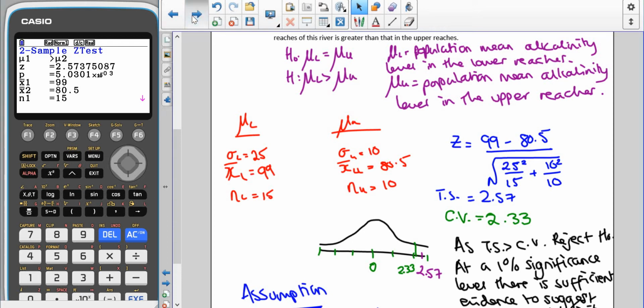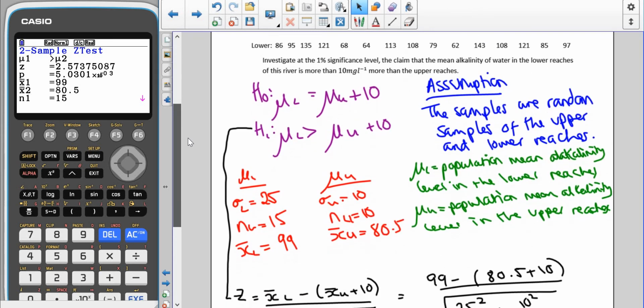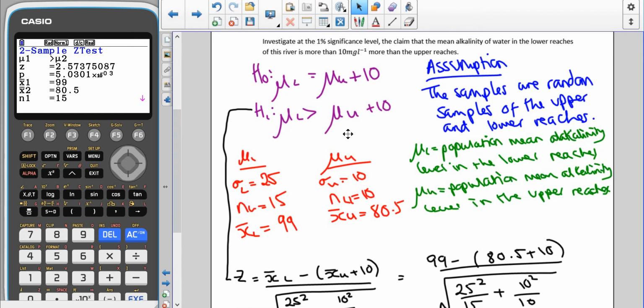Having a look at the second one, just to show what happens when we're adding something. This time we had mu U plus 10 on the right hand side. So I'm just going to click exit to go back. This is still in the test T2 sample, so the symbol is still the same, the standard deviations are still the same, and the first group is going to stay the same. So the mean's still going to be 99 and the number of pieces of data is still going to be 15, using these data here.